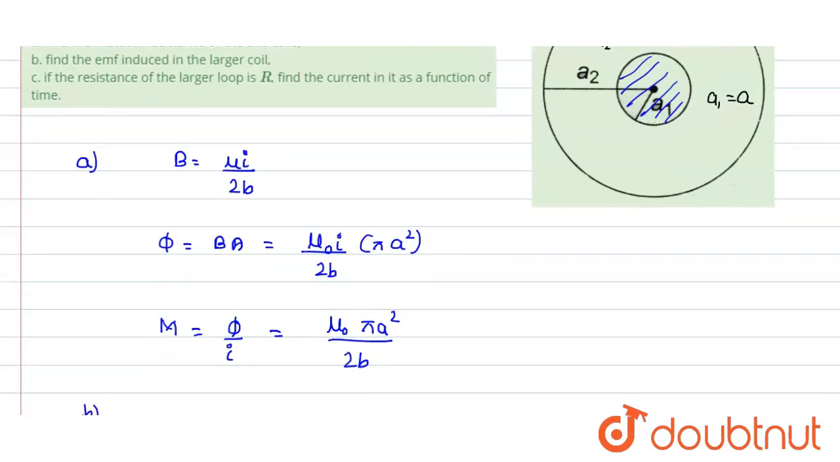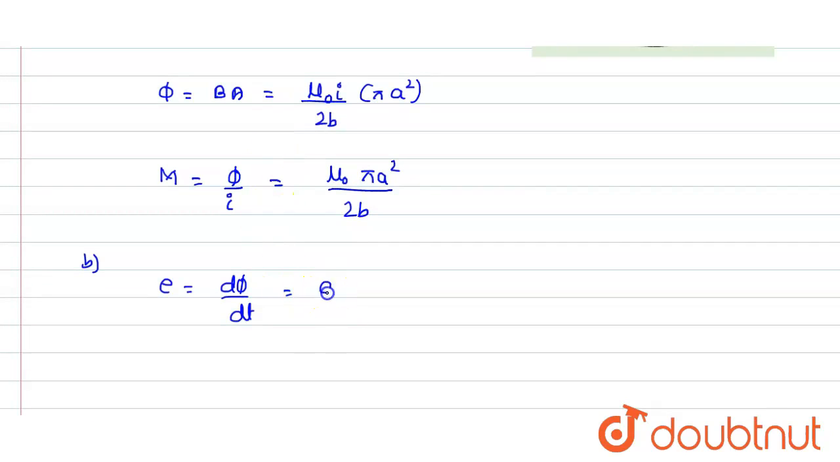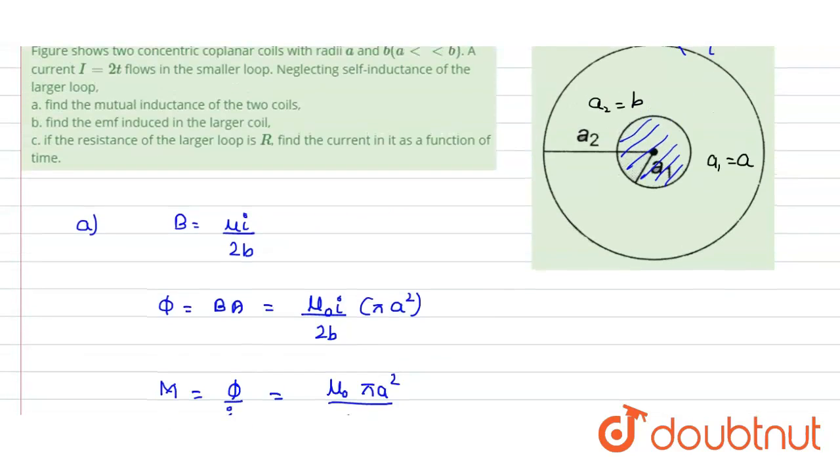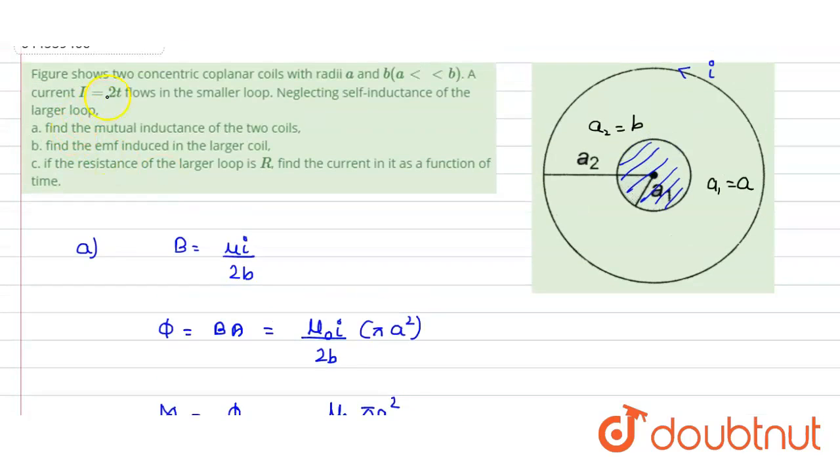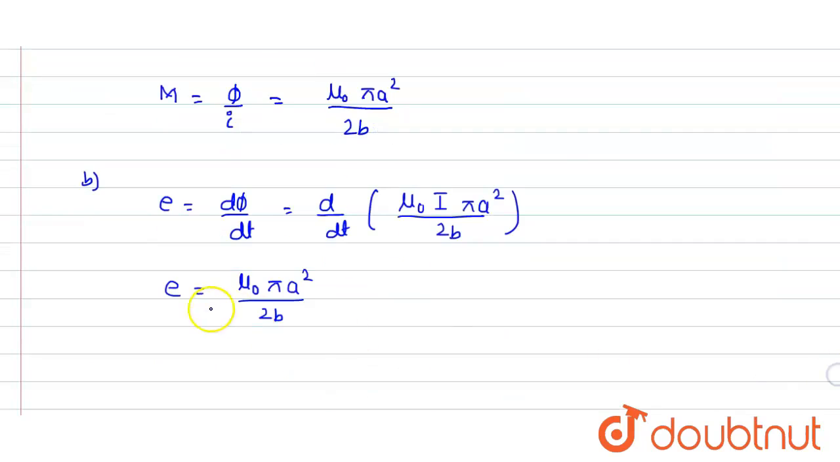This EMF would be developed due to the current flowing in the smaller coil, which is equal to capital I. So we can say d by dt of mu naught times the current in the smaller coil, times pi a square divided by 2b. Now, what is the value of I in the smaller coil? It is given to be 2t. All the other terms are constant, so it would be mu naught pi a square divided by 2b, and it would be just differentiation of I. If we differentiate this expression, we get the value as only 2. So if we multiply it by 2, the EMF induced would be equal to mu naught pi a square divided by 2b.